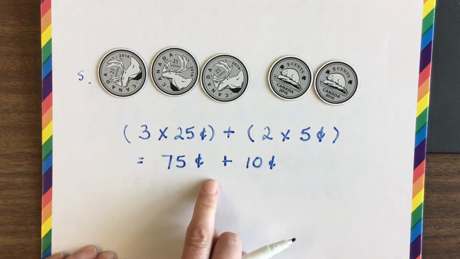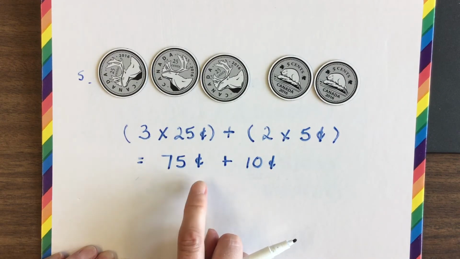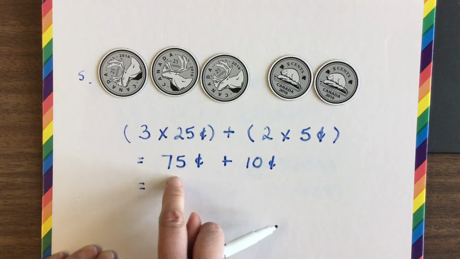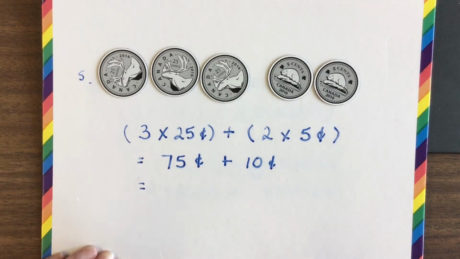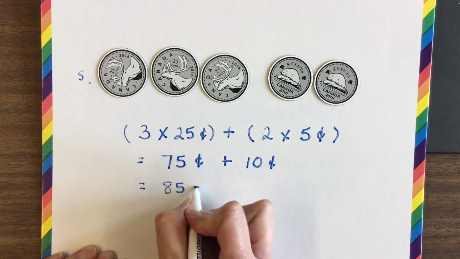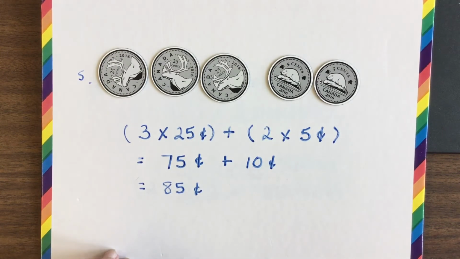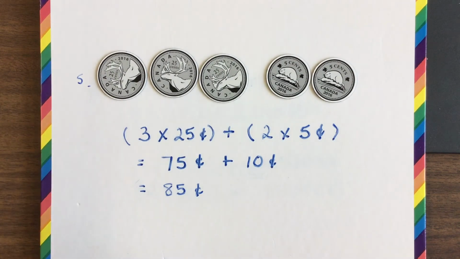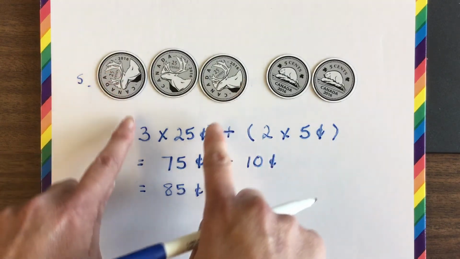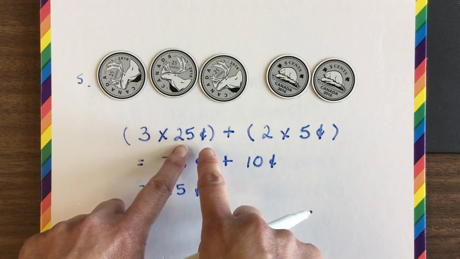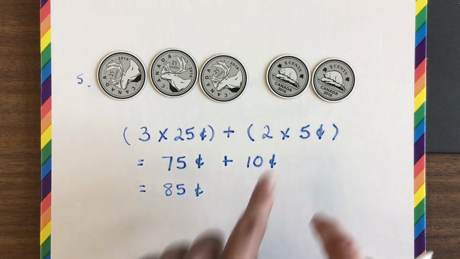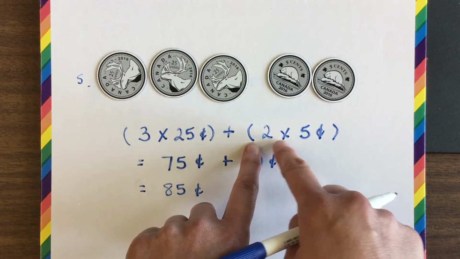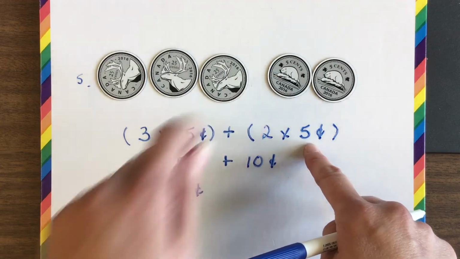Am I done yet? Have I figured out my total? Almost. That means I have one more line. Okay, what's 75 cents plus 10 cents? It's 85 cents. Do you see the process here? Step number 1 is to write your equation like you practiced in question number 4. Each bracket holds the number of coin times whatever its value is. Again, this bracket, I have 2 nickels, that's my first number. Groups of, every nickel is 5 cents.